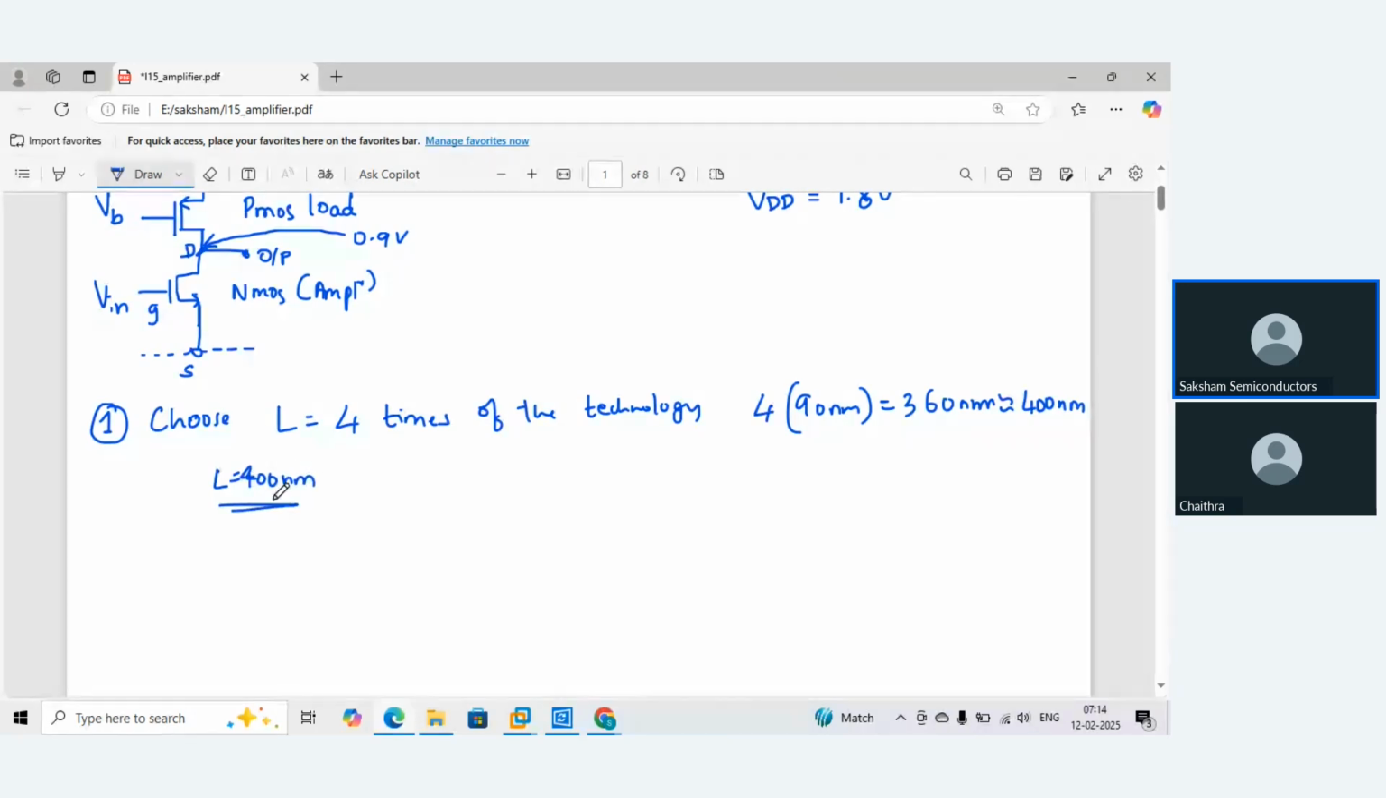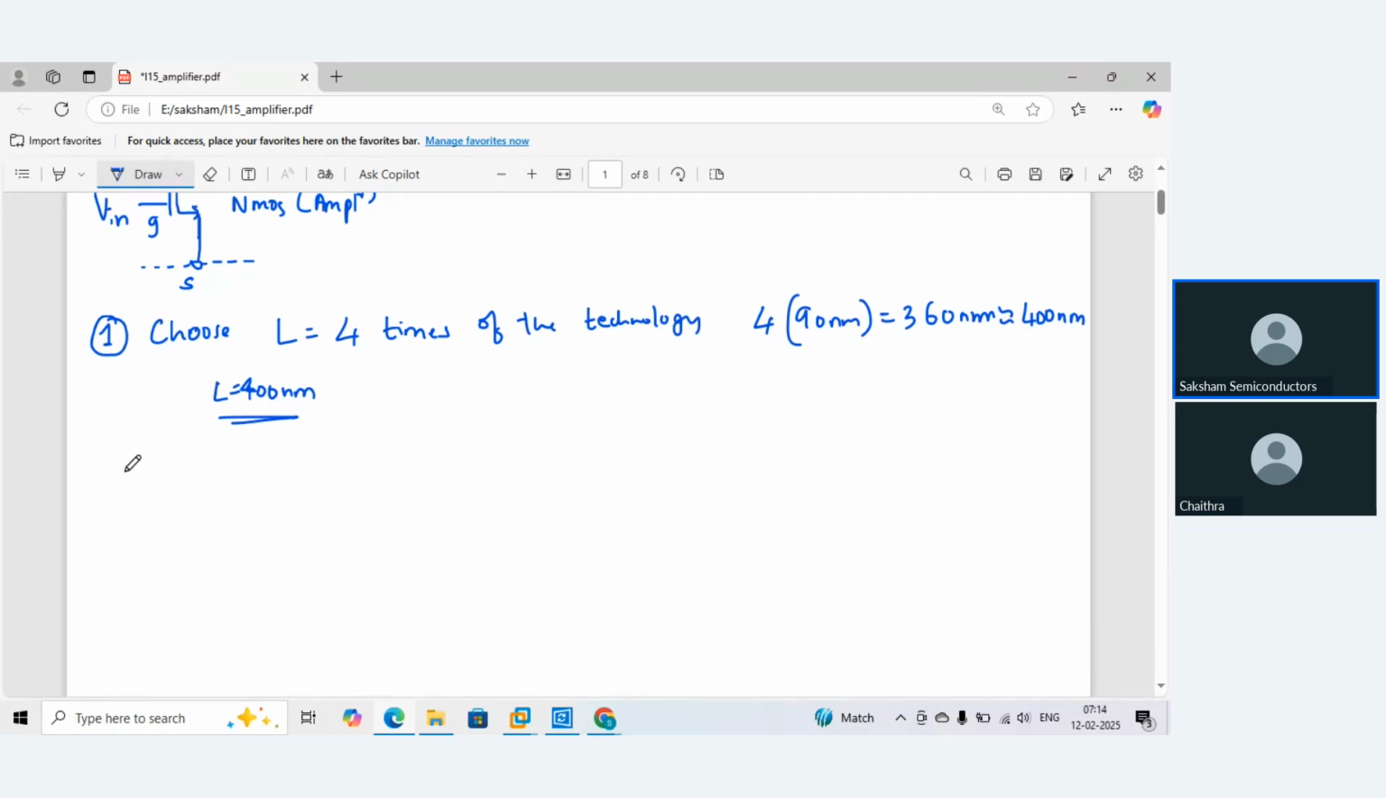Now this is basically the design per se. Usually we take L to be a certain amount greater than the technology node we have. Since we are using 90 nanometer, it would be better to take some X times more than 90 nanometer. Then we need to start sizing the NMOS. There are two MOSFETs, NMOS and PMOS, so let's start sizing the NMOS. That is basically to find the value of W and L. L anyhow we have fixed to 400 nanometer. Let's try to find the W for the NMOS.